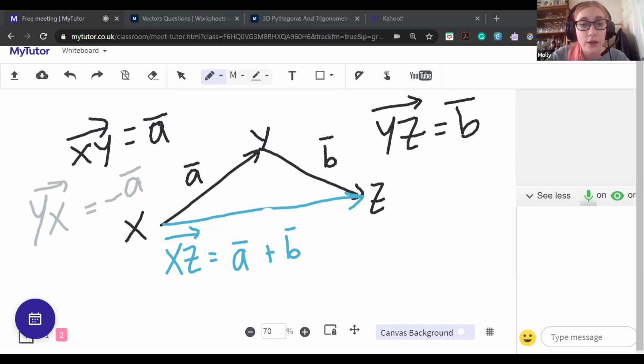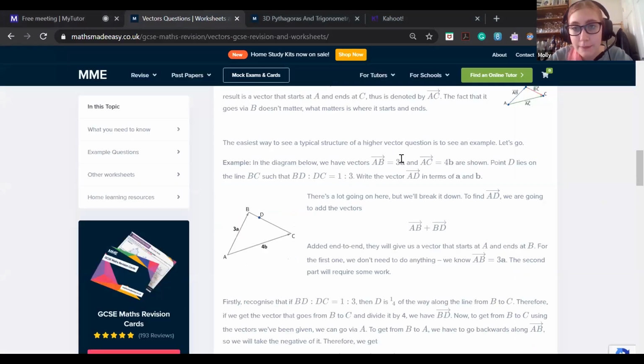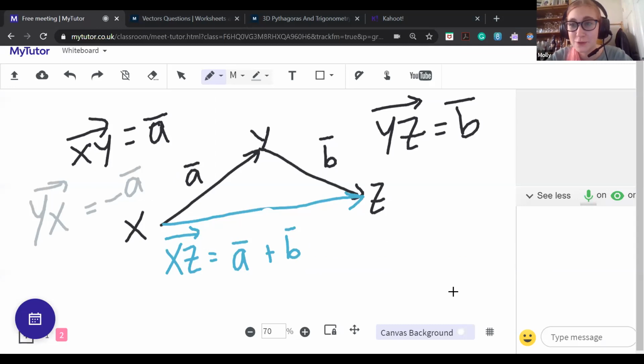Someone said, what's the line on the top? So when we see vectors printed like this, in an exam paper or a textbook or a question, they're printed bold. When we write them, it's pretty difficult to write bold, so we just put a line on top. And the reason that we do that is to distinguish between a vector and any other variable.